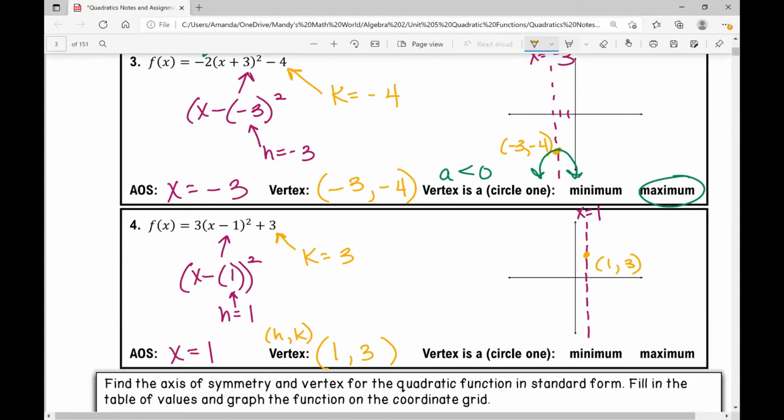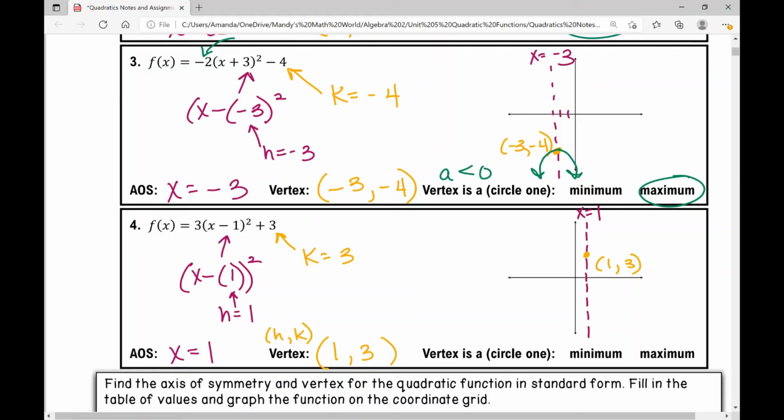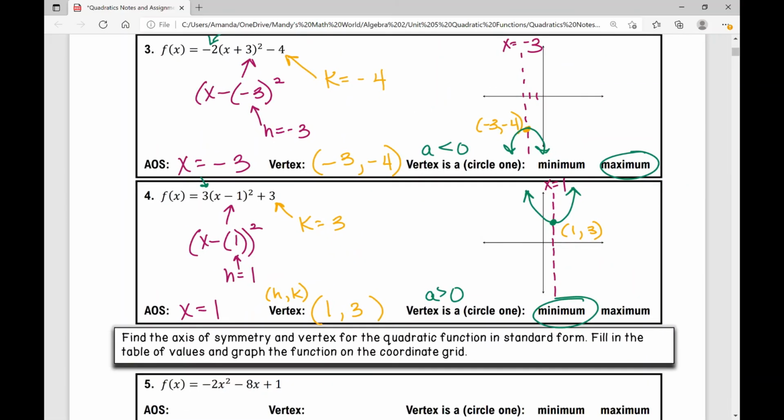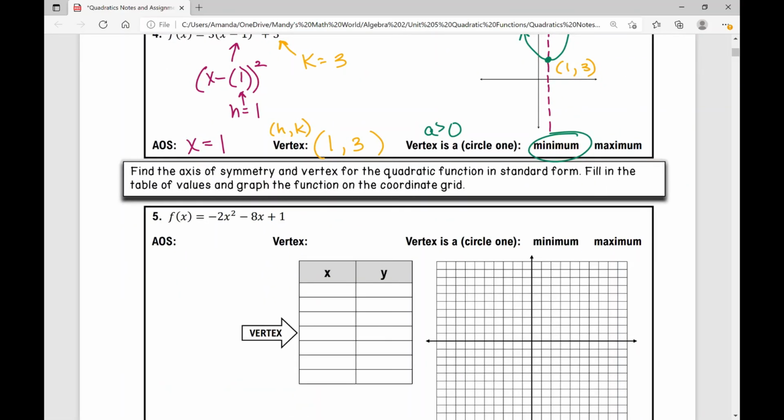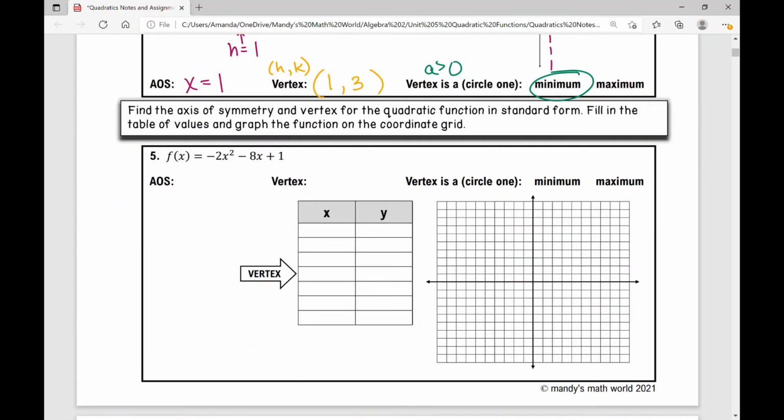And now let's determine, we're just drawing a general sketch, right? We don't have to be perfect. Is it going to open up or is it going to open down? I have an a value over here that's positive, which means it's greater than 0. So it's going to open up, and that vertex is a minimum or maximum? Minimum.